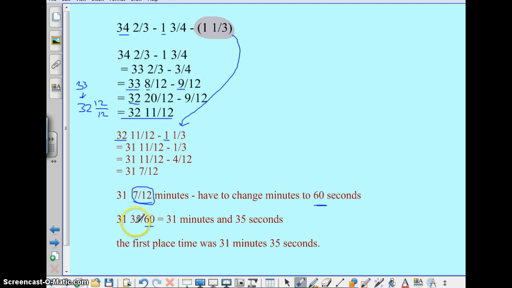Okay? So 35 out of 60, if 60 is the whole for minutes, 60 seconds equals 1 whole minute, then I have 35 of 60, so 31 minutes and 35 seconds. So the first place time, Mrs. Wallace, was 31 minutes and 35 seconds, or 31 and 7/12 minutes. Either way is correct. All right, so let's go to the next one.